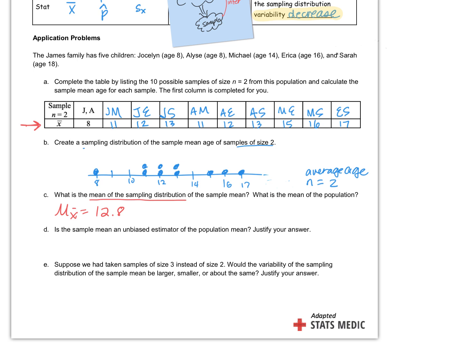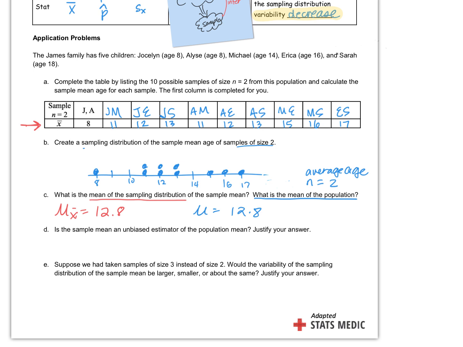All right, what about the mean of the true population? The actual ages. So would that be what? 8, 8, 14, 16, 18? Yeah, I get 12.8. Yeah, confirmed? All right.